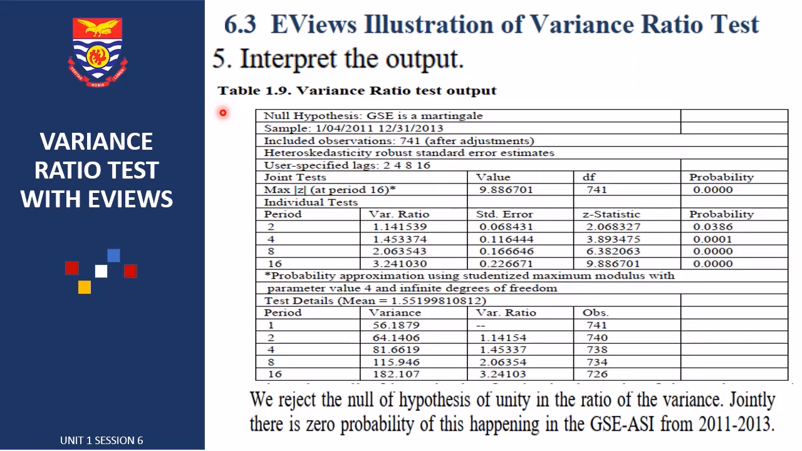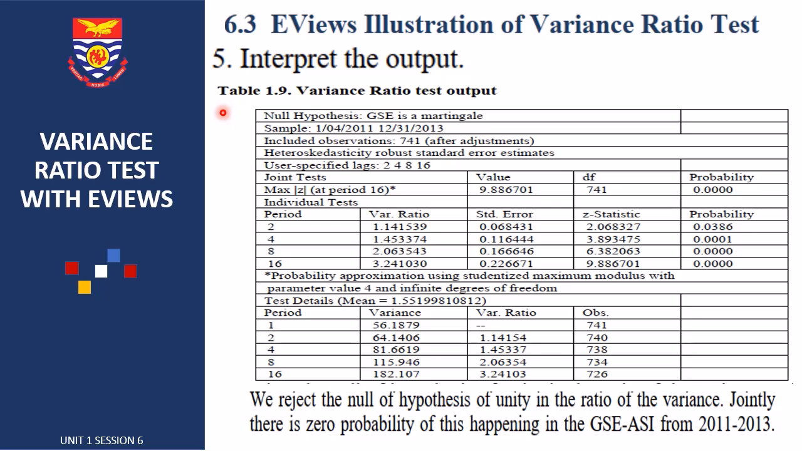The box before us represents the output from the variance ratio test. So after estimating the model, the other thing we have to do is to interpret the output, which is to read meaning into it based on our assumptions and the empirical literature.